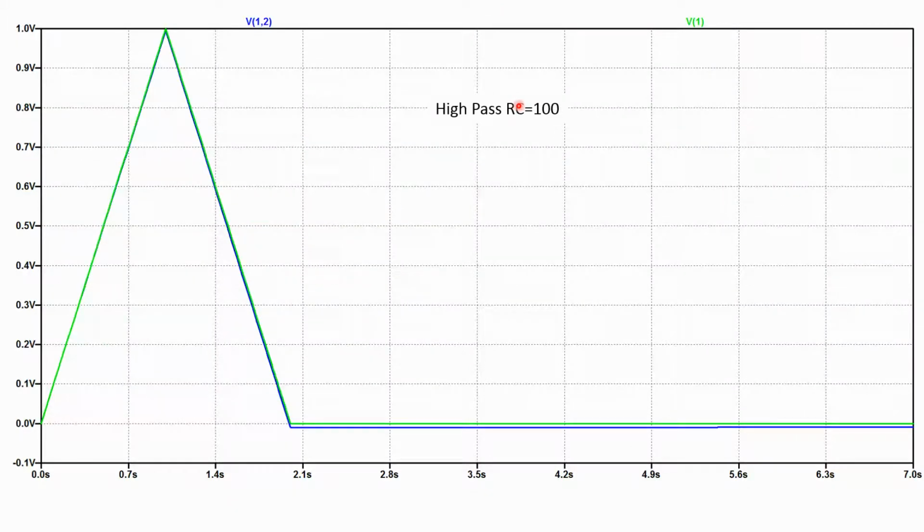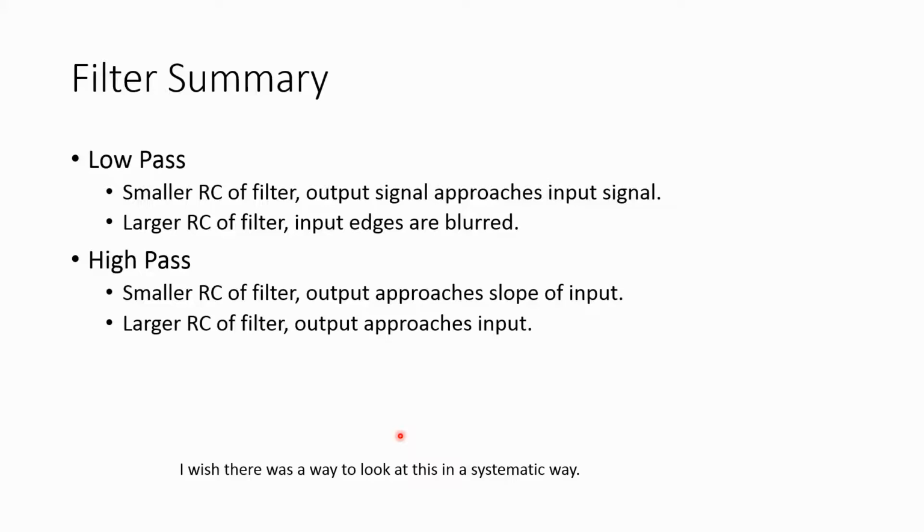All right. So now RC is quite large, and now it's almost matching our original signal. So that's some interesting things there. With the low pass filter, the smaller the RC, the output signal approaches the input signal. The larger the RC, the input edges are blurred and the signal's really smushed out. High pass, smaller RC, the output approaches the slope of the input. The larger the RC, the output approaches the input.